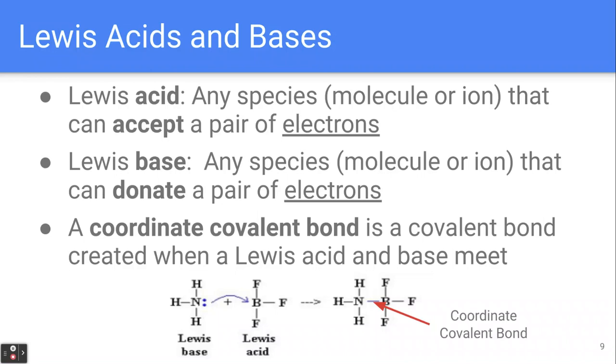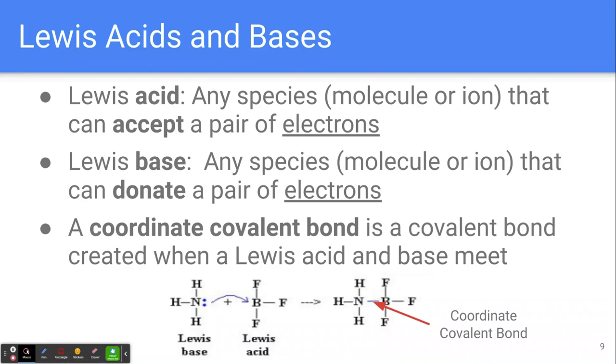Now when this formation happens, we get what's called a coordinate covalent bond, and that's what's created when that Lewis acid and base meet. So if we take a look down here, your Lewis acid is the one on the right, and this one is the Lewis acid because it has a spot where it can accept a lone pair of electrons. Your Lewis base has to have a lone pair of electrons that it can donate there. And so once that donation happens, you get this bond formed between them.